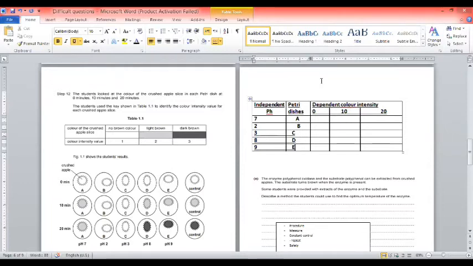Take care. Headings are important. So you have to write here pH. You will write here Petri dish. You will write here only the color intensity that you will write with the numbers 1, 2, or 3 according to the color provided to you. Okay, so it will be like this.